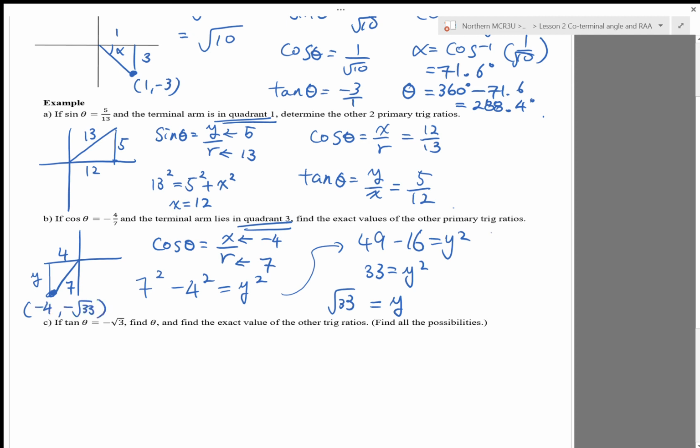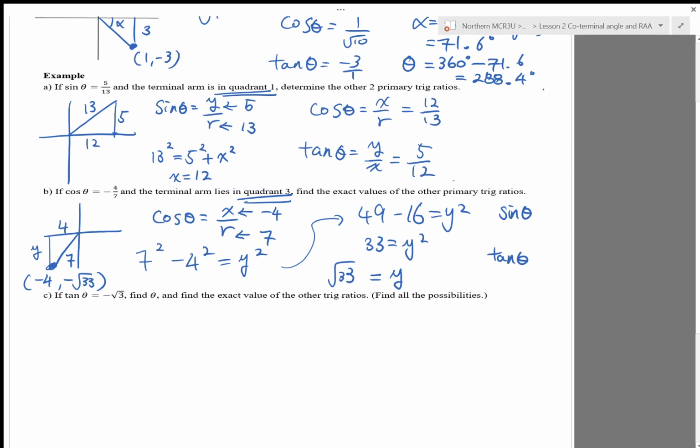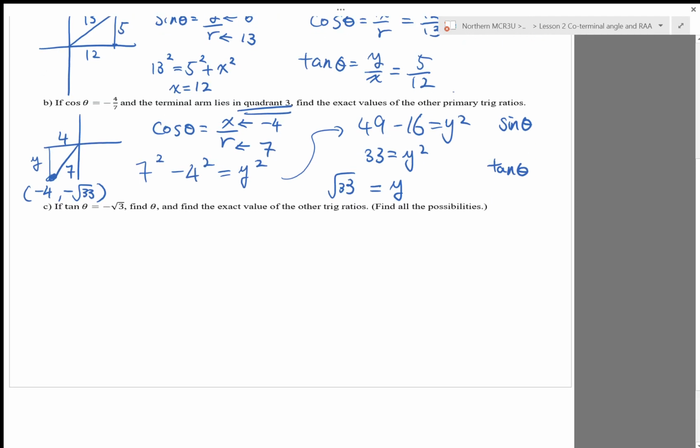Now using these, sine theta and tangent theta, we can easily find it, right? Now lastly, tangent theta is negative square root of 3. Same thing over here. Then it says, find theta and then find the exact value. So it says find all possibilities. Let's see whether you can do this. We're going to take it up in class, okay? Well, we probably already took it up in class.